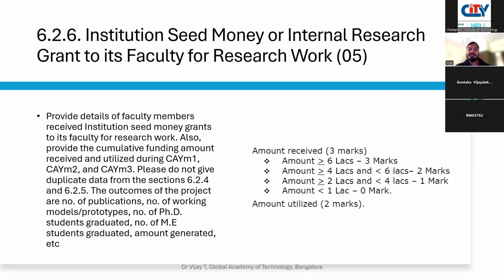Seed money, institution research grant, 5 marks. So whether an institution is providing the faculty members with a seed amount. So if the seed amount is less than 1 lakh, 0 mark. If it is more than 6 lakh, it is going to be 3 marks.